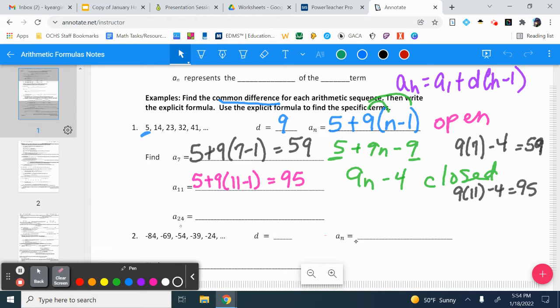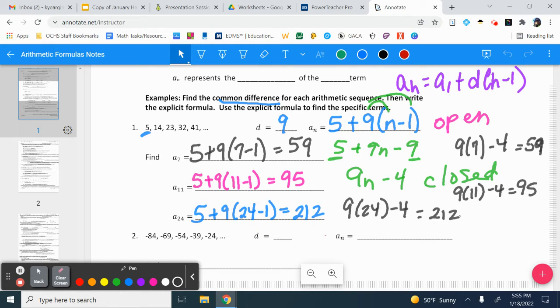Now, finally, for the 24th term, when I plug it in, it'll be 5 plus 9 times (24 minus 1). Remember, the only thing that's changing on every single one of these is the term number that I'm looking for, and I'm using that to replace n every single time. So when I do this, I get 212. So the 24th term will be 212. If I wanted to use the closed explicit formula, then I would say 9 times 24 minus 4. And again, that'll give me 212.